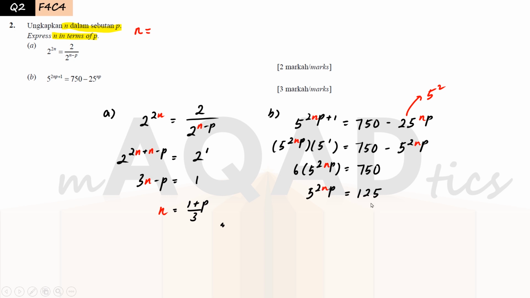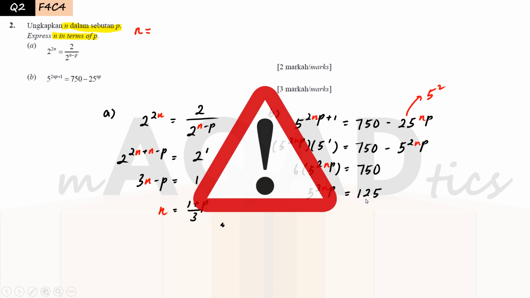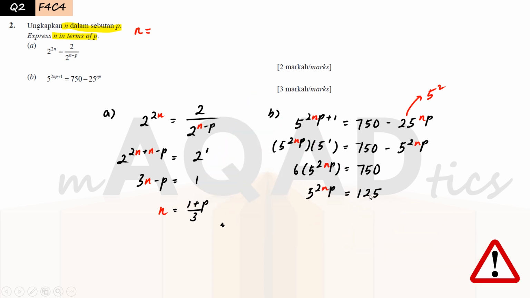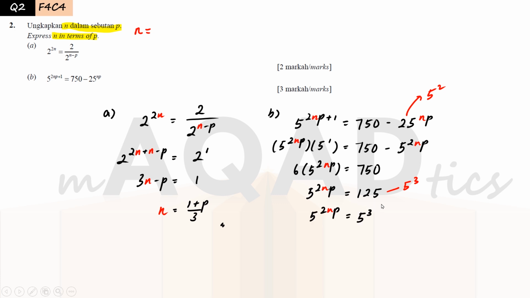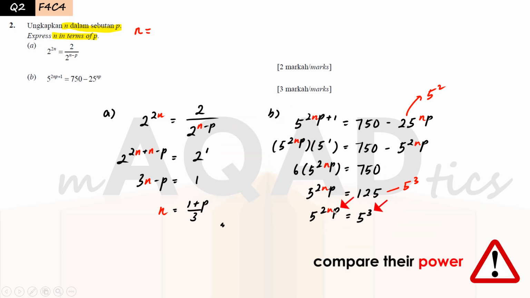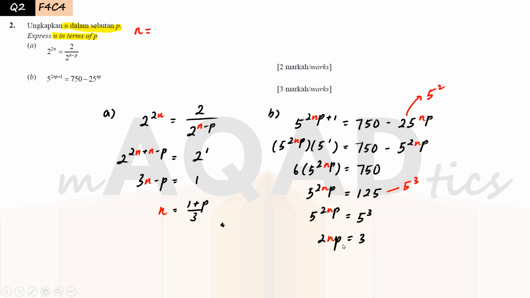and now we can get this 125. Actually this 125, we can also change to where the base is 5, because 125 is also 5 to the power of 3. So let's change it in that way. Now, similar to part A, I'm going to compare the power because now the base value is the same. Now everything which is not n goes to the right side, and we can find our expression.